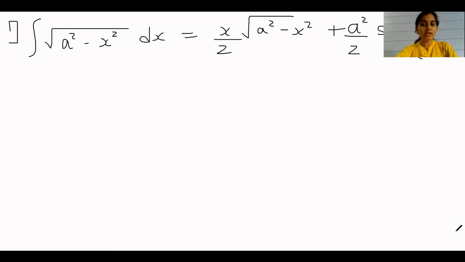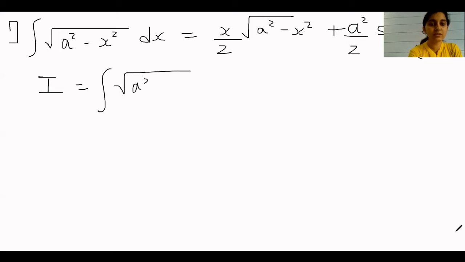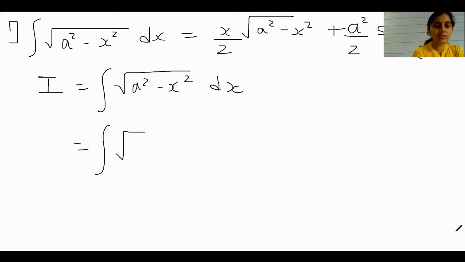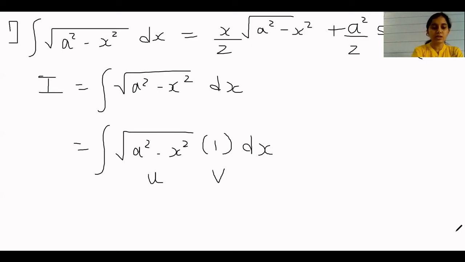Now what is that? Let us see. Say I is equal to the integration of root of a square minus x square. My second function is missing, so I'm going to write it in the form of root of a square minus x square into 1 dx. Which is my first function? This. And which is my second function? This. I'll write it with a different color so it will be easier to understand. This will be u and this will be v.